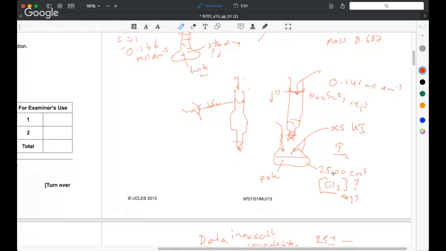It started off its life as 25 centimeters cubed of an unknown concentration of chlorine. It's now a bit more than 25 centimeters cubed because we added some potassium iodide, and all the chlorine has been converted into iodine, and it's a pale brown solution.